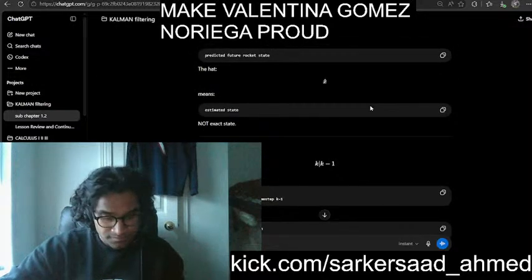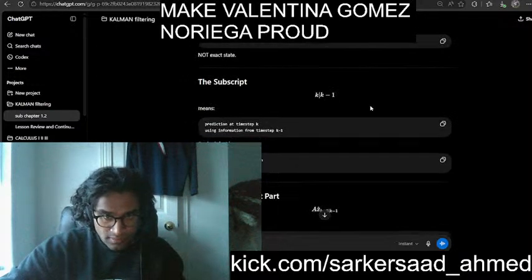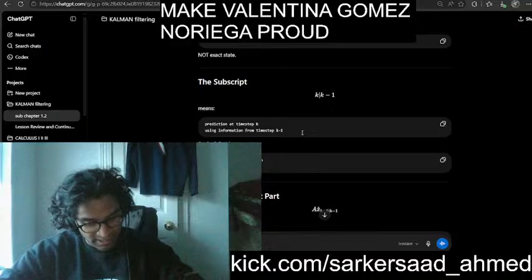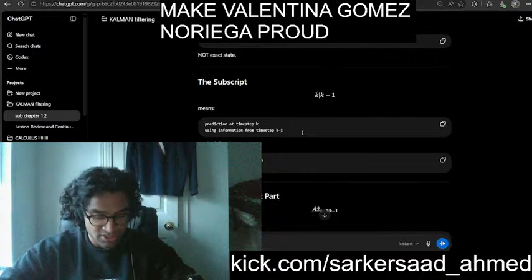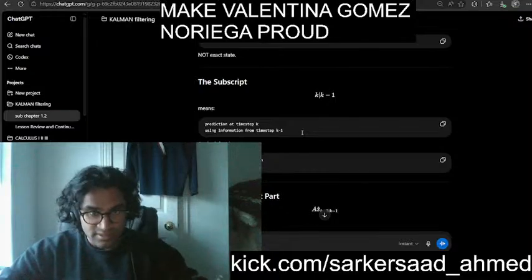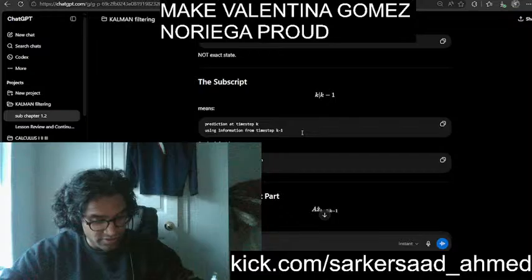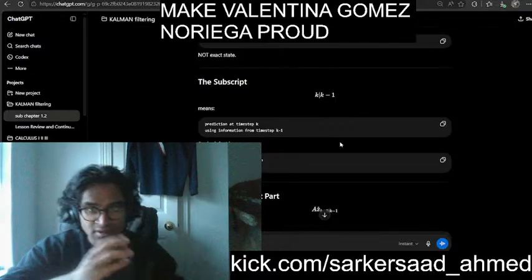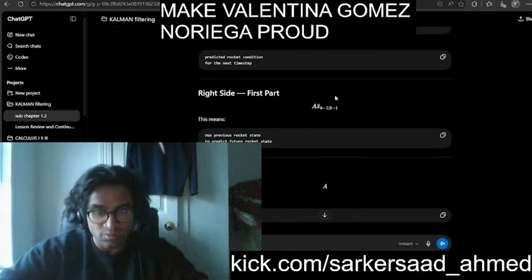All right. The next part, the subscript, meaning prediction at time step k using the information from time step k minus 1. So what is this k minus 1? Prediction at time step k using the information from time step k minus 1. So the left side means predicted rocket condition for the next time step. The right side, that's the first part. Well, we all know what that is.